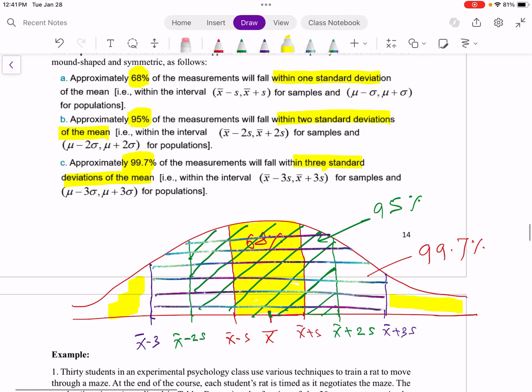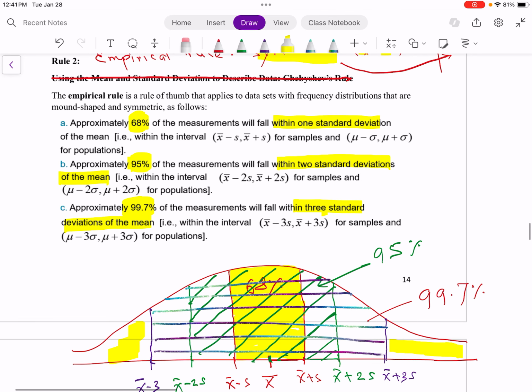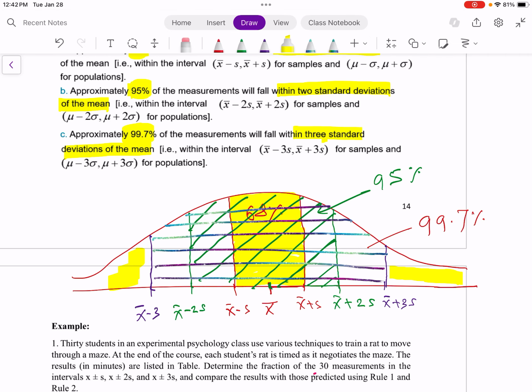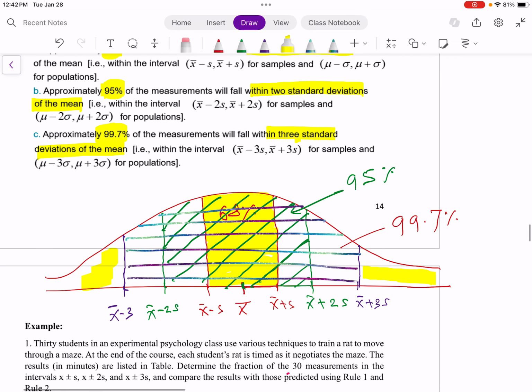And you should be able to construct this. These rules will be given to you on your exam. You don't need to memorize them, but you should be able to construct this diagram here and find out these percentages.